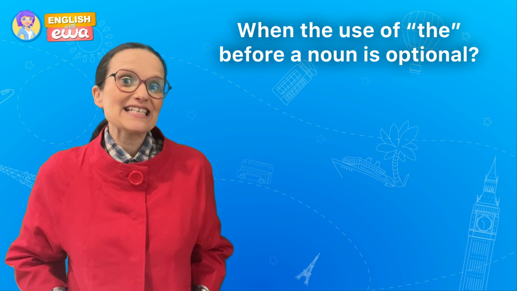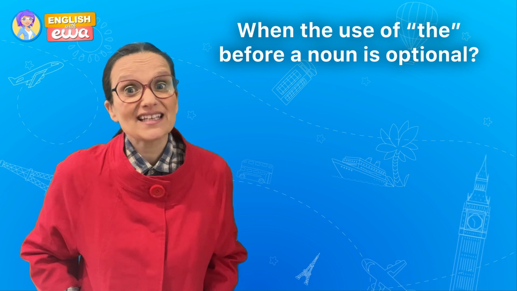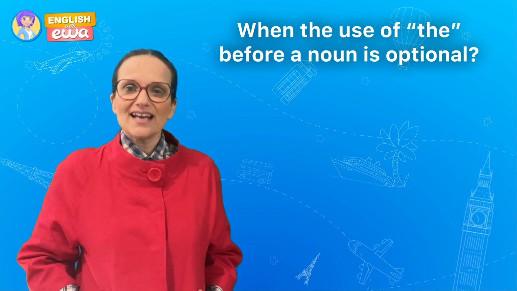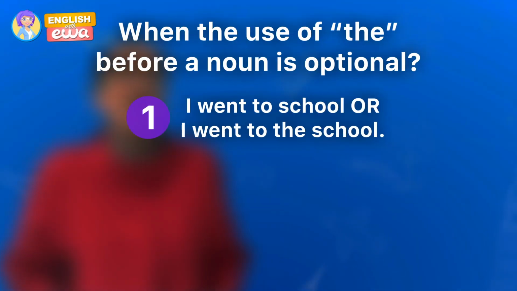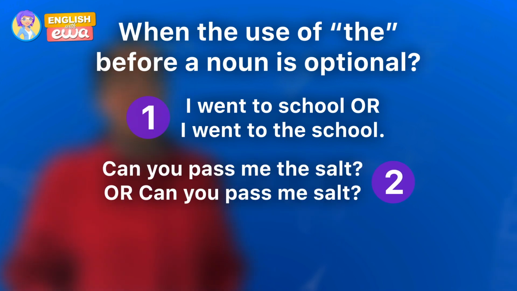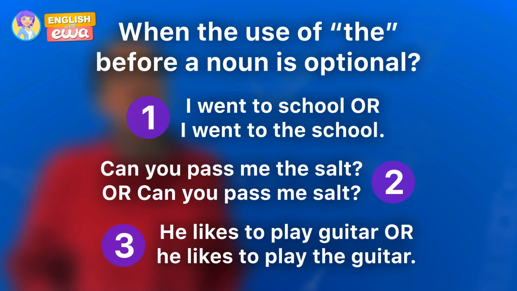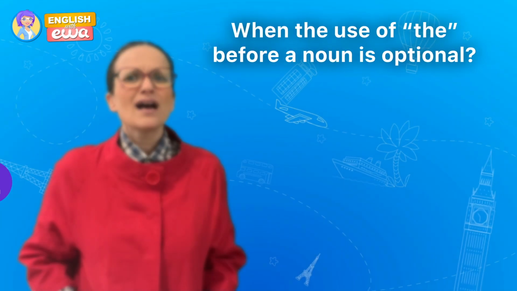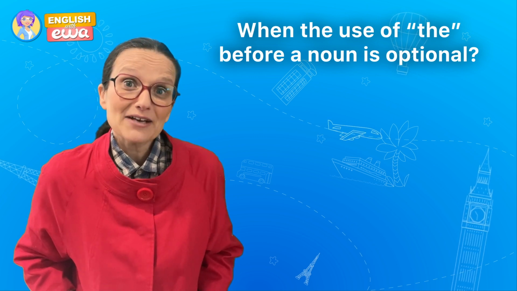There are instances when the use of the before a noun is optional, and it may not significantly change the meaning of the sentence. Let's look at 3 of them. 1. I went to school or I went to the school, although I prefer to say I went to school. 2. Can you pass me the salt or can you pass me salt? I prefer to say the salt. 3. He likes to play guitar or he likes to play the guitar. I would go either way with instruments, play guitar or play the guitar, play piano or play the piano.